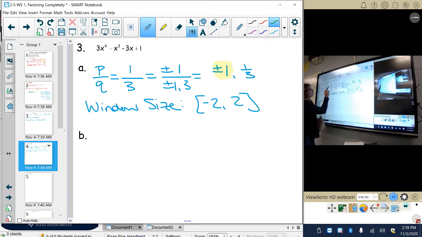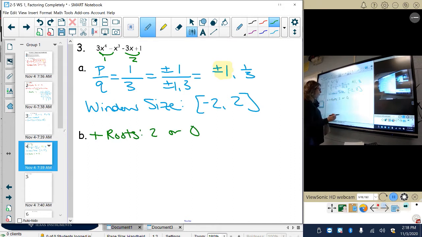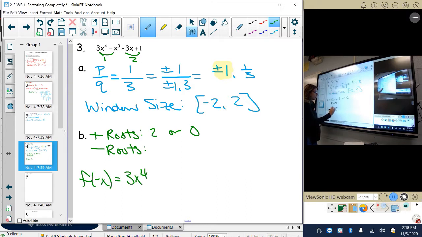So my positive roots are going to be, there's 1 and there's 2. So my positive roots, I'm going to have 2 or 0. My negative roots, well, my negative roots mean I'm going to change only my odd powers. So 3x to the 4th stays. This becomes positive x cubed. This becomes plus 3x plus 1. Okay?